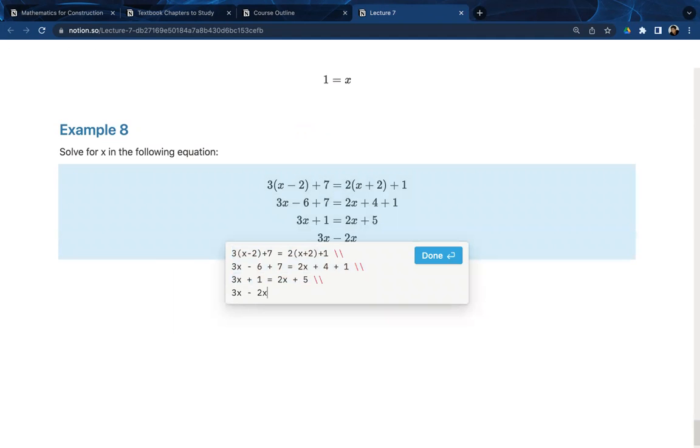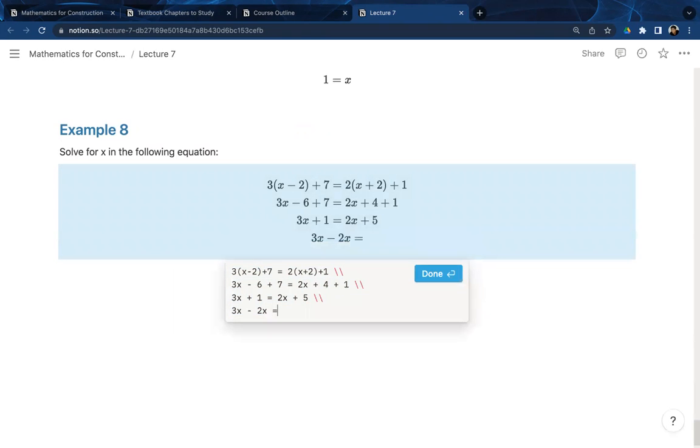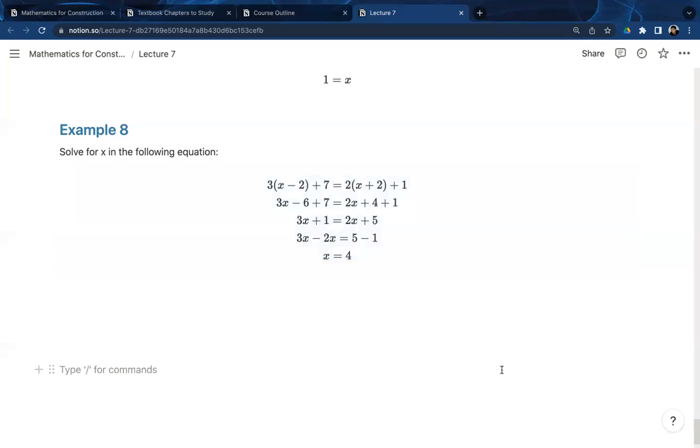Now we could transpose the x's to the left-hand side. I could bring across the 2x on the left-hand side, it'll become negative, right? Then I say 5 minus 1, right? I take the plus 1 on the left and put it on the right, it becomes negative. 3x minus 2x is x, 5 minus 1 is 4. So this is the solution that I got.